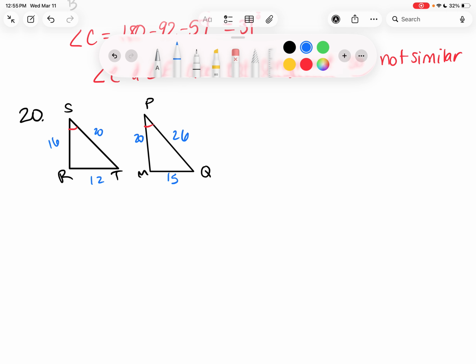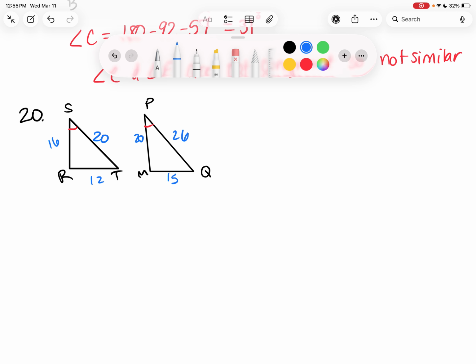So on this one, I can't really do a whole lot with angles because all I know is that S and P are congruent. They don't tell me anything else, so I can't really deal with angles. So that means I'm going to need to use side lengths. How would I use the side lengths to determine if these are similar or not?